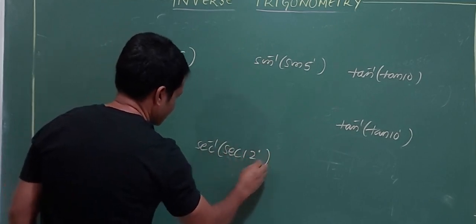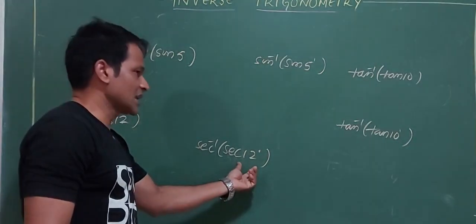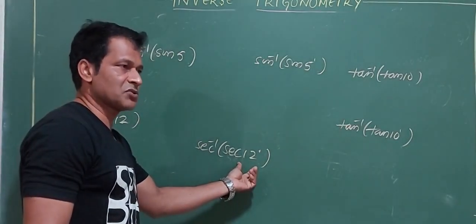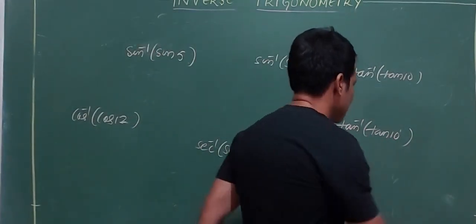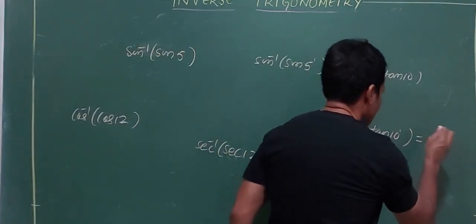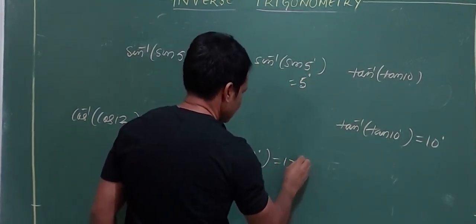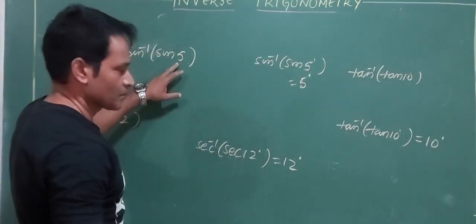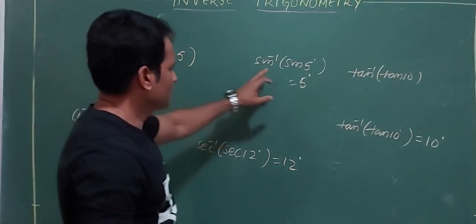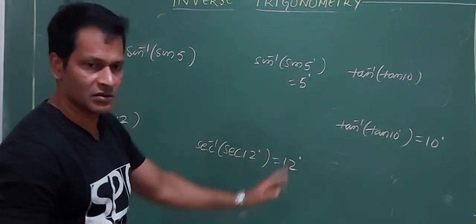See the difference here. Wherever I am writing the degree, that value lies between 0 to 180. This lies between 0 to 180. This lies between 0 to 180. So this answer is 10 degree. This answer is 5 degree. This answer is 12 degree. Never confuse. This is not degree. This is radian now. This one is radian. So this value, this value, this value, this and this are gone.